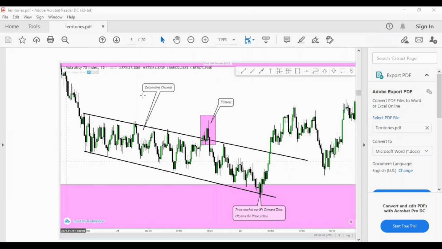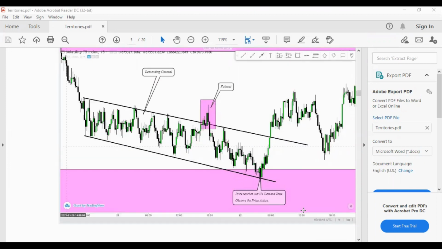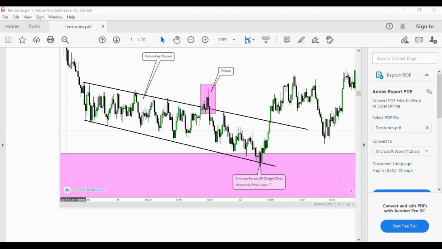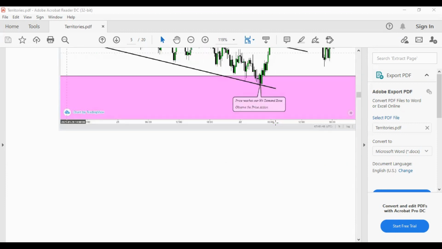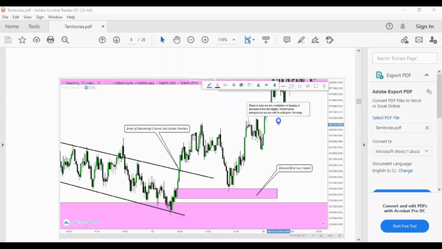But you can clearly see that price was in a descending channel as it was approaching our H4 area of demand, because we've already established that this price is in a buyer's territory. So you can't continue holding the sell, because we know that we're in the buyer's territory. And look at what happened. Price broke the channel. Break of the channel and market structure.